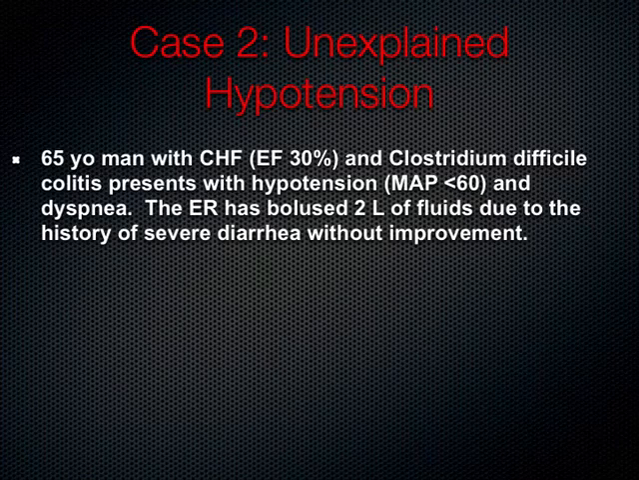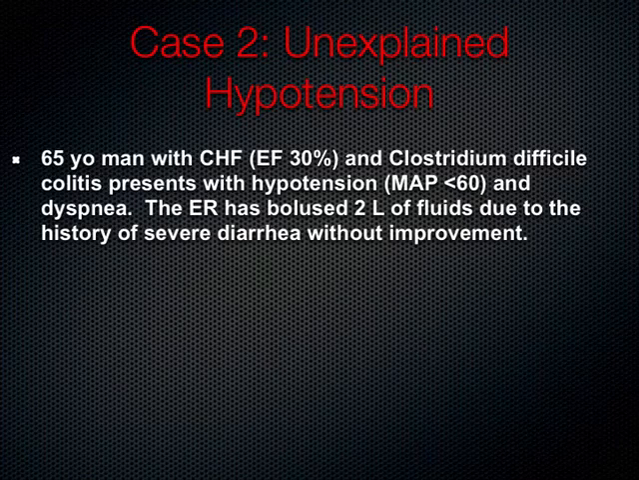And the patient also has a history of Clostridium difficile colitis, which means they've been having a tremendous amount of diarrhea, getting very hypovolemic, likely from the diarrhea, and having other types of electrolyte abnormalities that can impair cardiac motility. And so the patient came in with hypotension, a mean arterial pressure less than 60, and the patient was very dyspneic. They were breathing really hard. Now, down in the emergency department, the patient was bolused 2 liters of fluids due to that severe history of diarrhea, but the patient had no improvement.